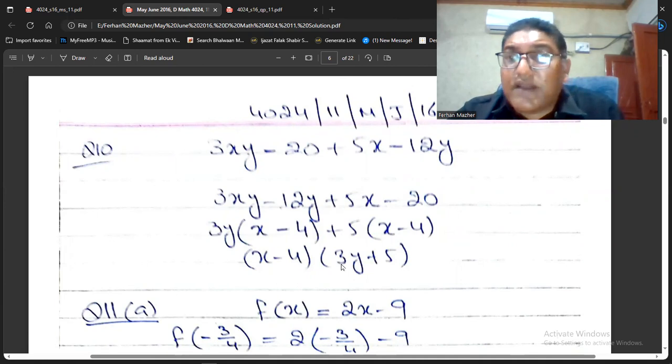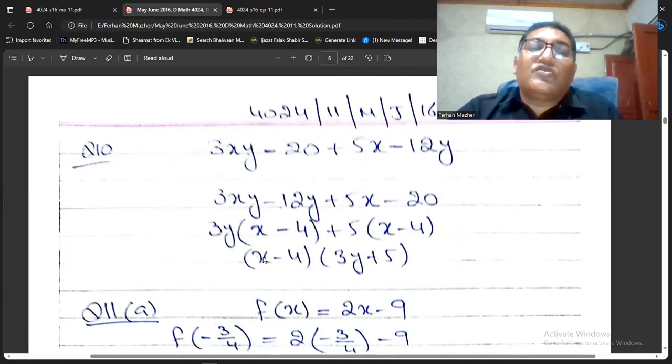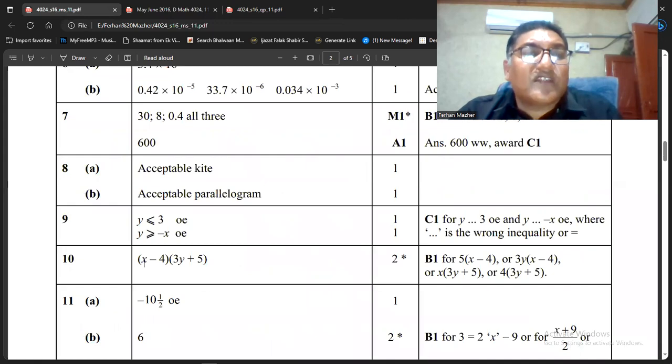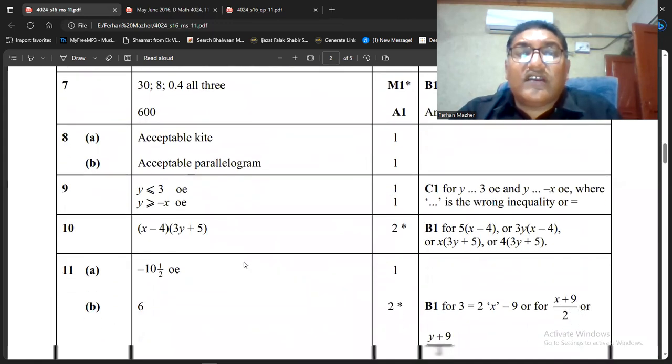From here in the other bracket, you will have 3y. From here in the other bracket, you will have plus 5. So x minus 4 in one bracket and 3y plus 5 in another bracket. That is the factorization. Let's check. So, sir, our answer is right.